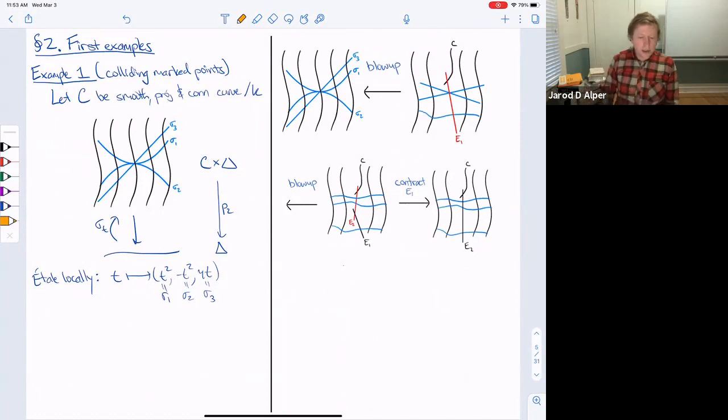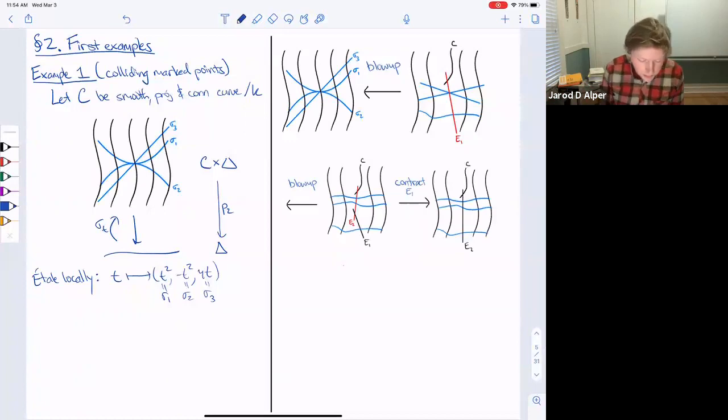So in this first example, we're going to be colliding marked points. Let's suppose we actually have a trivial family of curves. So this is C cross delta over your base delta. And if you want, you don't always have to think delta is the spectrum of a DVR. In these examples, you could just think of it to be an honest curve, like even A1.